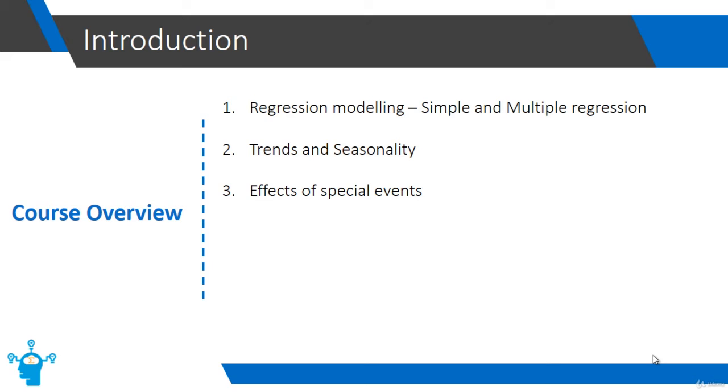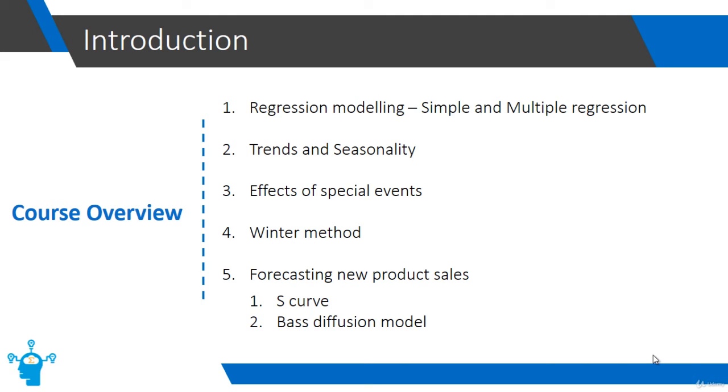We also learn how to include the effects of special events such as holiday sales, match nights, etc. Then we learn two common extrapolation forecasting methods like moving average method and Winters method. Winters method is an exponential smoothing method which includes trend and seasonality effects. In the last section, we also cover techniques to forecast new product sales.